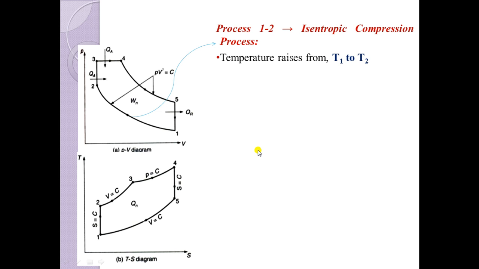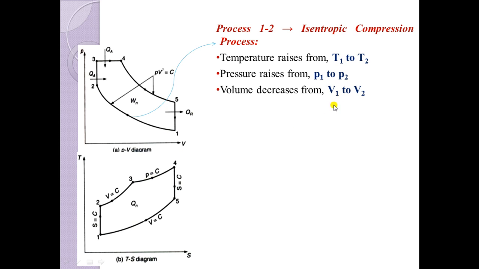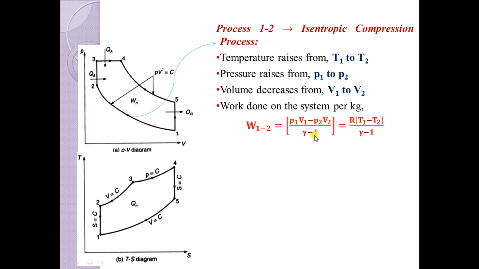Now we see the individual processes one by one. The first process is 1 to 2, isentropic compression. Temperature rises from T1 to T2, as you can observe in the TS diagram. As a result, pressure also rises from P1 to P2. Volume decreases from V1 to V2 as the piston moves from point 1 to point 2 in a piston cylinder arrangement. Work done on the system per kg is given as (P1V1 minus P2V2) over (gamma minus 1), which can be written as R(T1 minus T2) over (gamma minus 1).